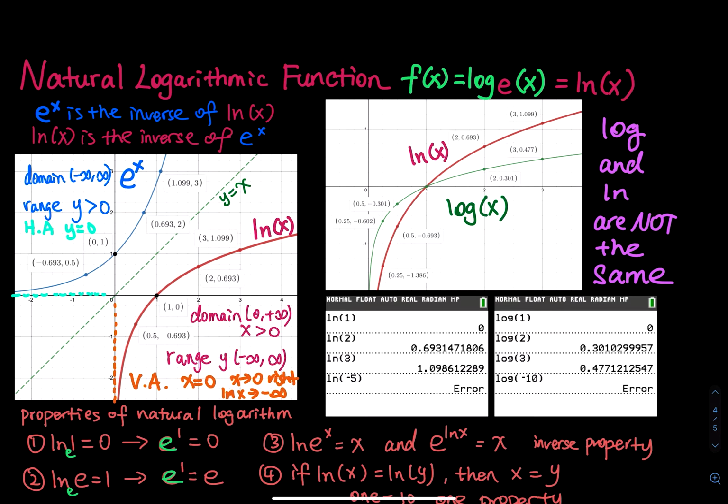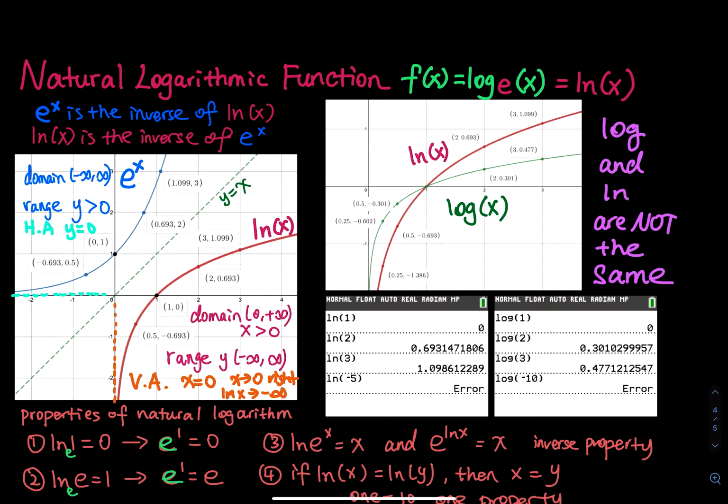Okay, moving on to the comparison of natural logarithm and common logarithm. Common logarithm is the log and the natural logarithm is the ln. The graphs look the same, but in fact they are not the same at all. They are only the same at the x-axis when x equals 1, right over here. They are equal at x equals 1. Otherwise, they are not equal.